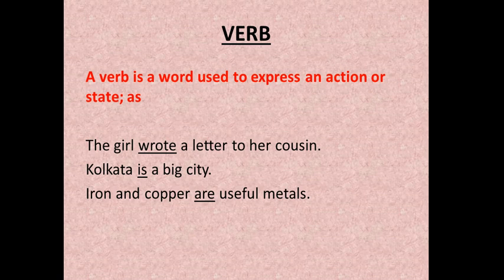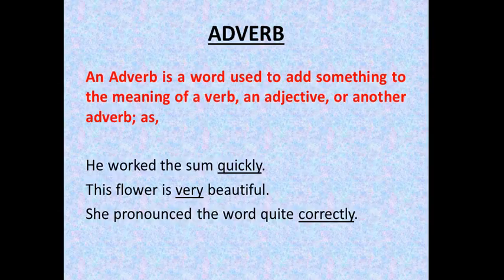Kolkata is a big city. Here is is a helping verb. It is telling us about the time also. Iron and copper are useful metals. Here are is also a verb.